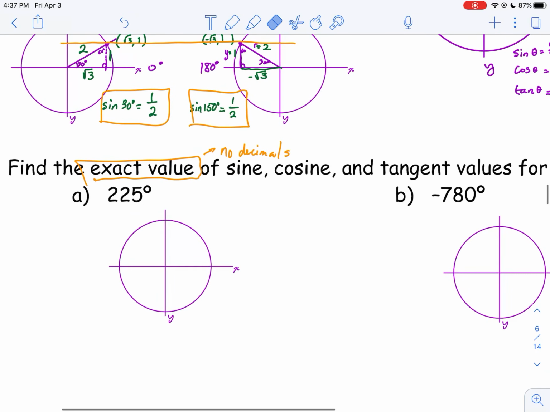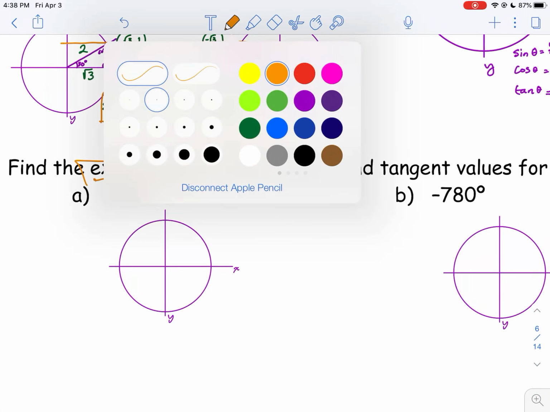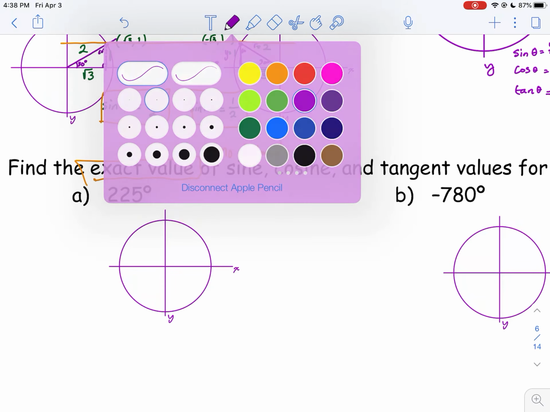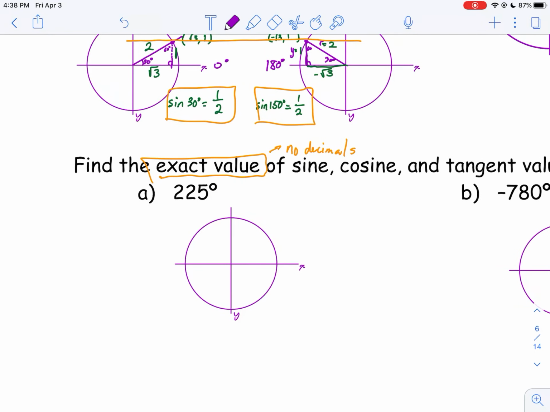All right, how are we going to find this without a calculator so we get no decimals? Well, first we got to find 225 on the unit circle. So where is 225 on the unit circle? Well, hopefully you're thinking 0, 90, 180, 270, 360. And so that narrows us in. We're in this quadrant. Where exactly in this quadrant are we? Well, if we just do a little subtraction, 225 minus 180, we see we get 45 degrees past. So that's half of 90. So right about there.